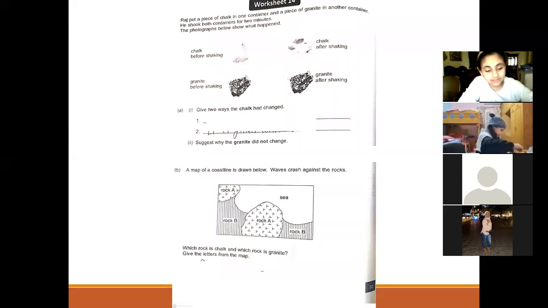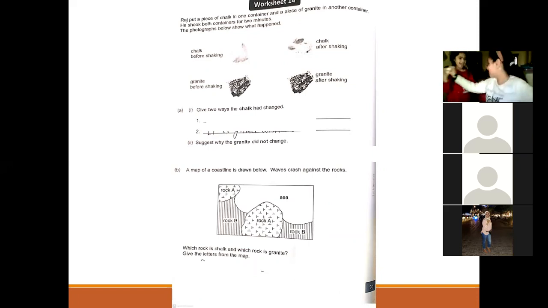Now, Raj put a piece of chalk in one container and a piece of granite in another container. He shook both containers for 2 minutes. The photographs below show what happened. Okay, so as you can see, we have two kinds of rocks, chalk and granite, and they put them in a container. I think the container should be filled with water. Okay, so they started to shake both containers, and then after shaking them, you find that the chalk has changed the way it looks and the granite is still the same.